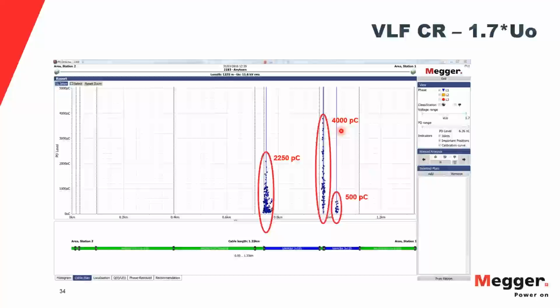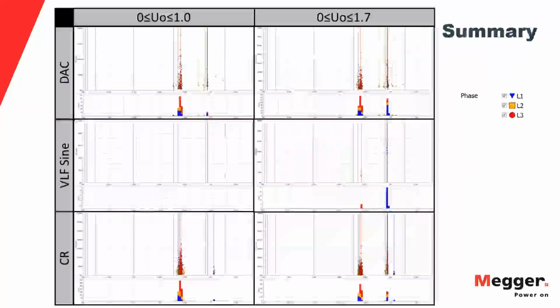So here's the summary of these results. And the first thing you can look at, without even taking too much of a look, is that the cosine rectangular and the damped AC results, they look pretty similar. They both show a lot of PD activity at two locations. What you don't see on the VLF sine, though, is anywhere near as much activity on either of the locations.